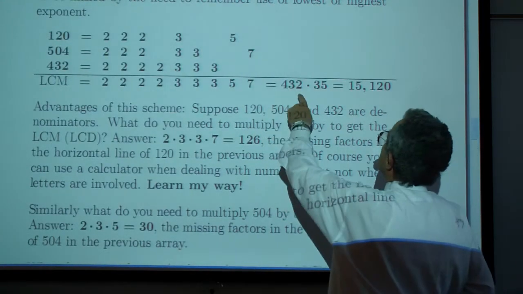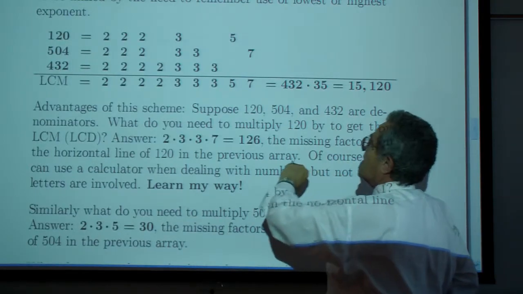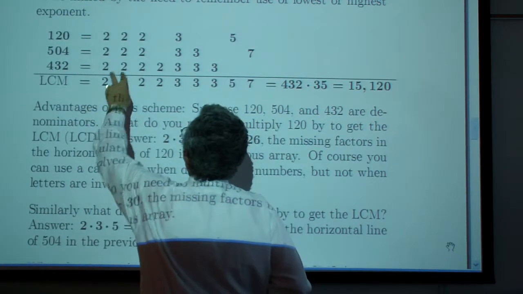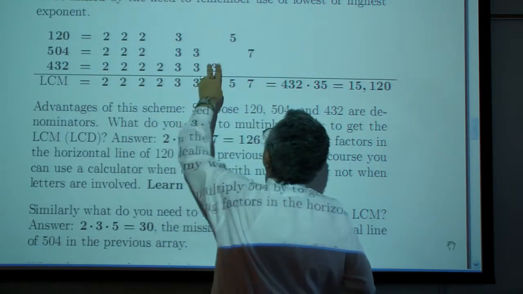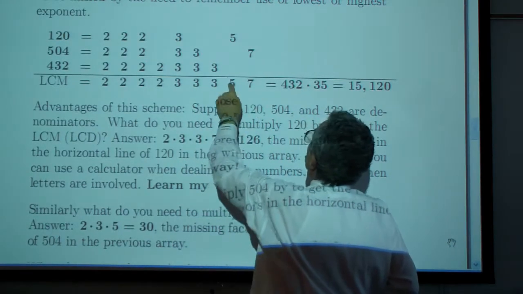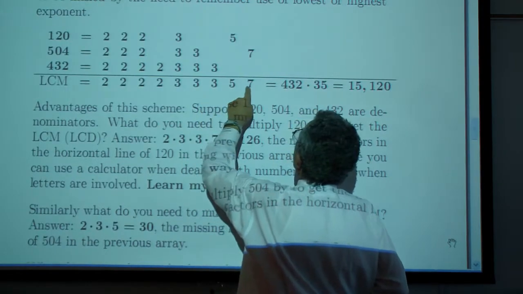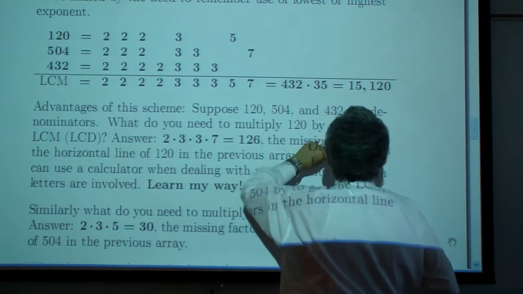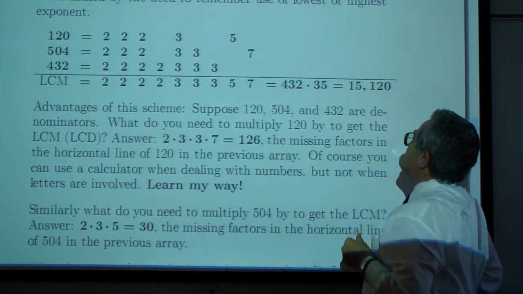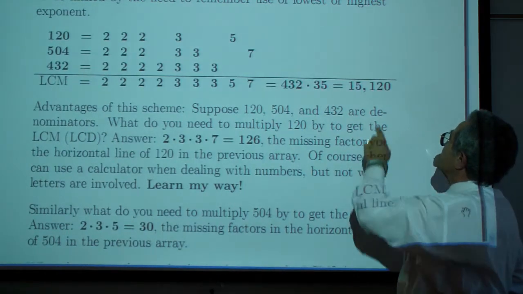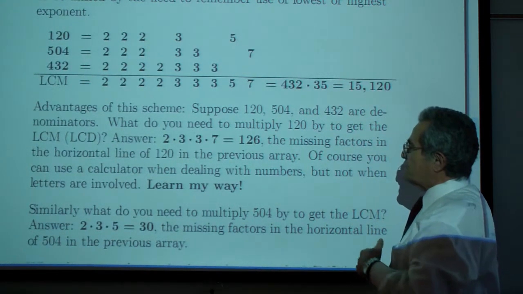Then the product becomes 432 times 35, namely 432, 2 times 2 times 2 times 2 times 3 times 3 times 3 times 7. All that is missing is a 3, this 3, and that 7, which is 35. So the least common multiple is 15,120.